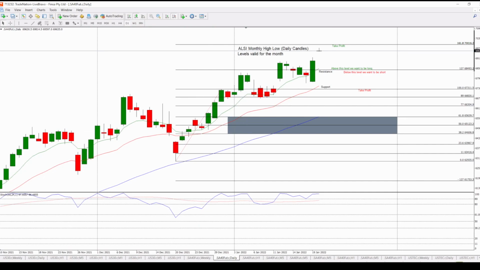Look on the moving averages, 8 is above 21 above 50. That's indicating trend is long, trend is up. And also on the stochastic and signal line trading above the 80 levels, everything is telling us trend is up.